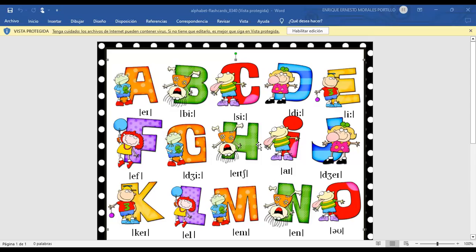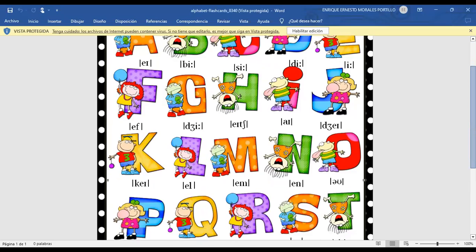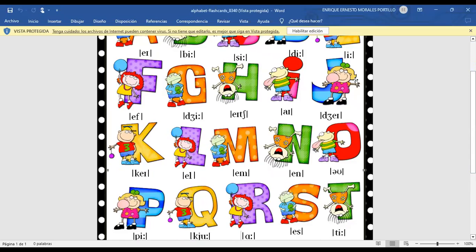What is this letter? H. What about this one? I. What about this one? J. What about this? K. What about this one? L. What about this? M. Okay, this one is M. This one is N.